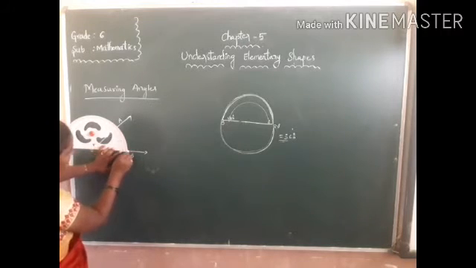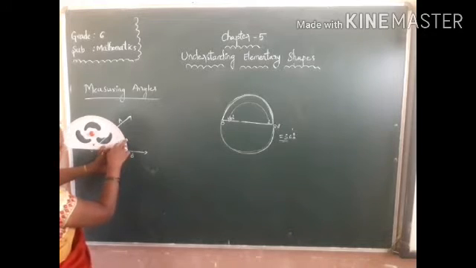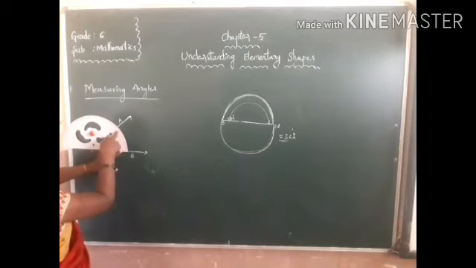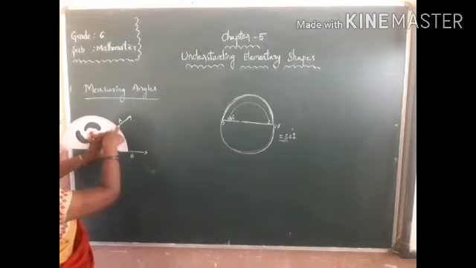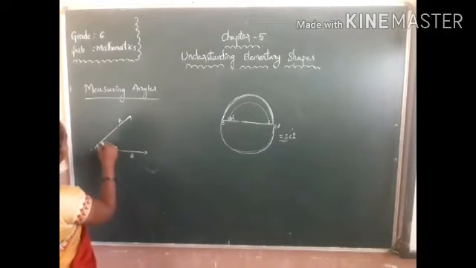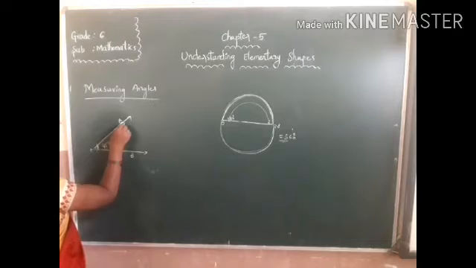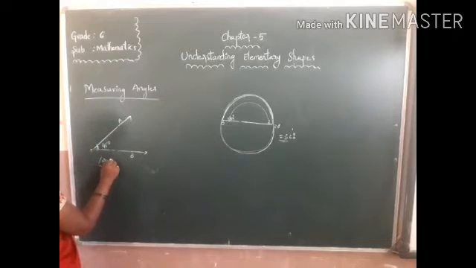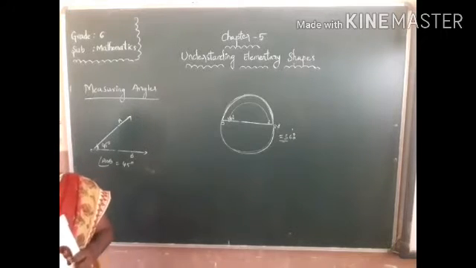You have to start from here. 0 degrees, 10 degrees, 20 degrees, 30 degrees, 40 degrees and 45 degrees. Now tell me, what is the angle of AOB? Yes, 45 degrees. Is it clear, students?